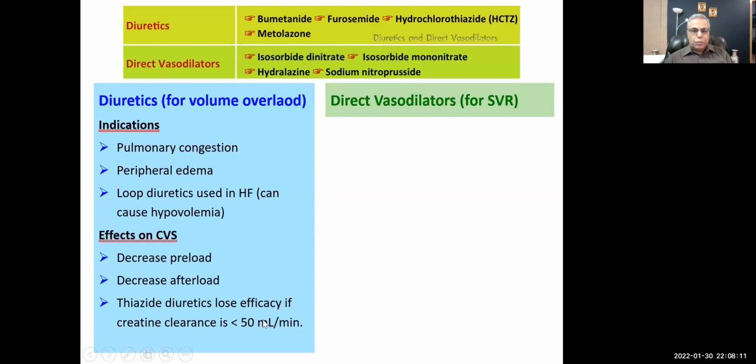Thiazide diuretics lose efficacy if creatinine clearance is below 50 ml per minute. So that below 60 ml per minute is stage 3 chronic kidney disease, right? Maybe it is 45 ml or something like that, but as the GFR decreases, the efficacy of thiazide diuretics decreases. But loop diuretics are effective up to a GFR of 30 ml per minute. Below that, their efficacy also starts decreasing, okay?